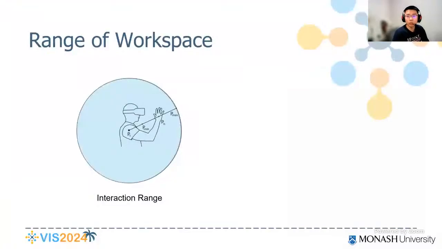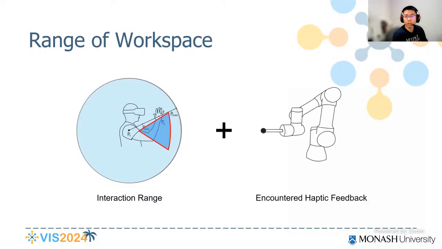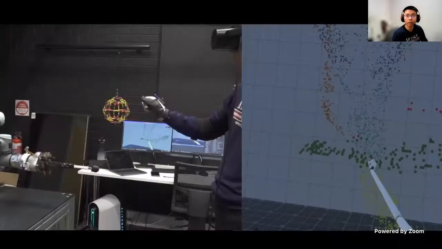The portal metaphor also allows us to shrink the range of the actual workspace to a relatively small range in front of the user, which allows us to overlap such range with the range of a robot arm for encountered haptic feedback. In this case, we use a desktop robot arm to place a tangible proxy for the user to touch in the physical space when the user is actually interacting with the data point in the virtual space.